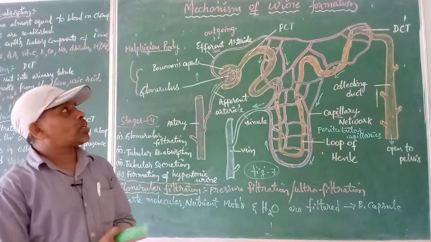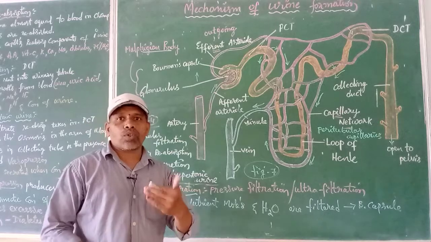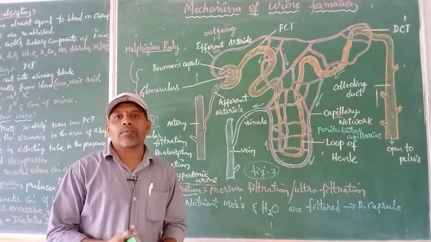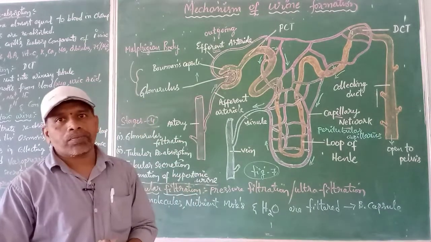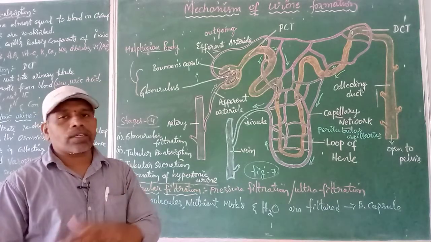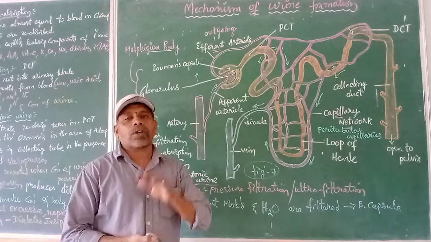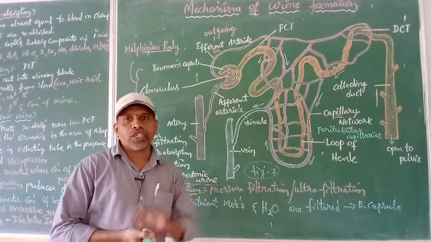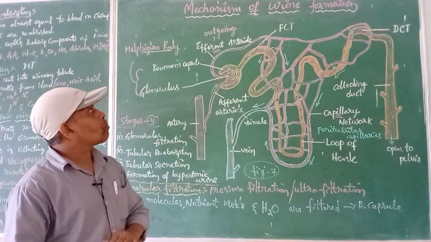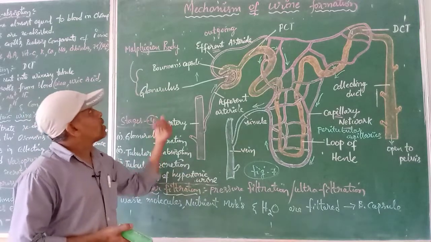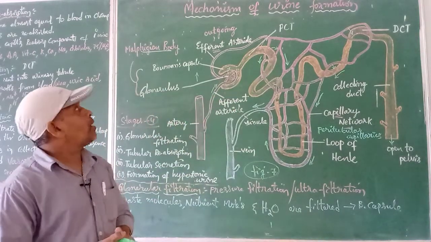Yesterday we have seen about the structure of the nephron. Today let us move to the next part, that is the mechanism of urine formation. Okay, so try to recall the things we saw yesterday in the structure of the nephron. We have told that there are two important structures. One is the Malpighian body and the second one is the renal tubule.